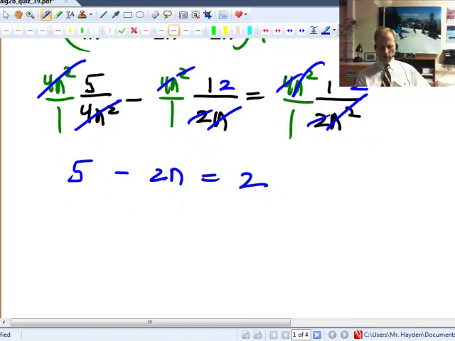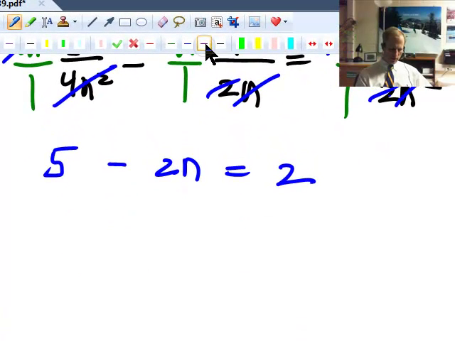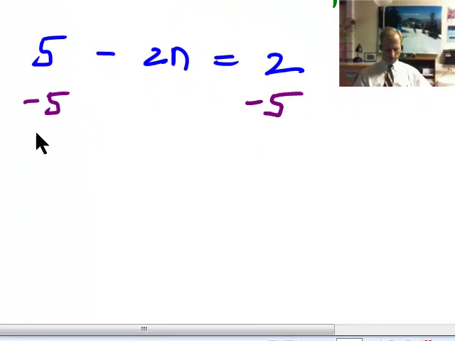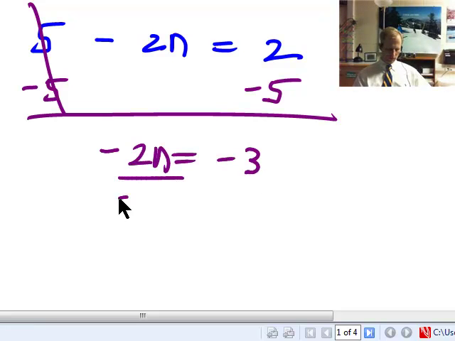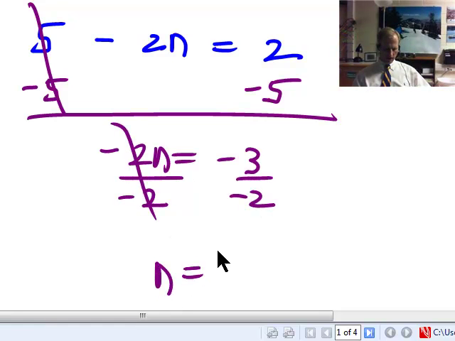Now I have a simple linear equation to solve. So I'm just isolating the variable, and I'll divide by -2. And I get n equals 3/2.